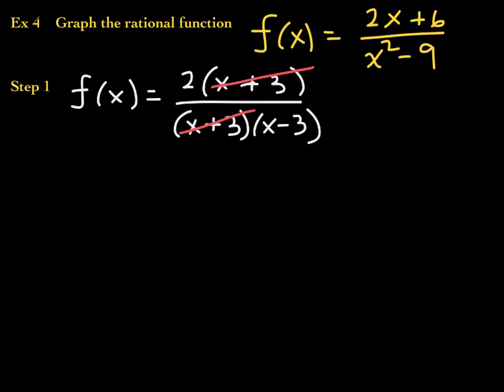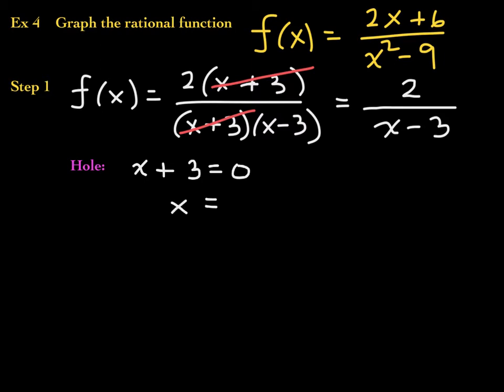This will produce a hole in the graph. We have to figure out where the hole is, okay? But before I do that, let me show you how this rational function can now be written as simply 2 over x minus 3, okay? All right, everybody, let's find out where that hole is. You can take the factor that was divided out, x plus 3, set it equal to 0 and solve, and you can see that the hole will exist when x is negative 3.